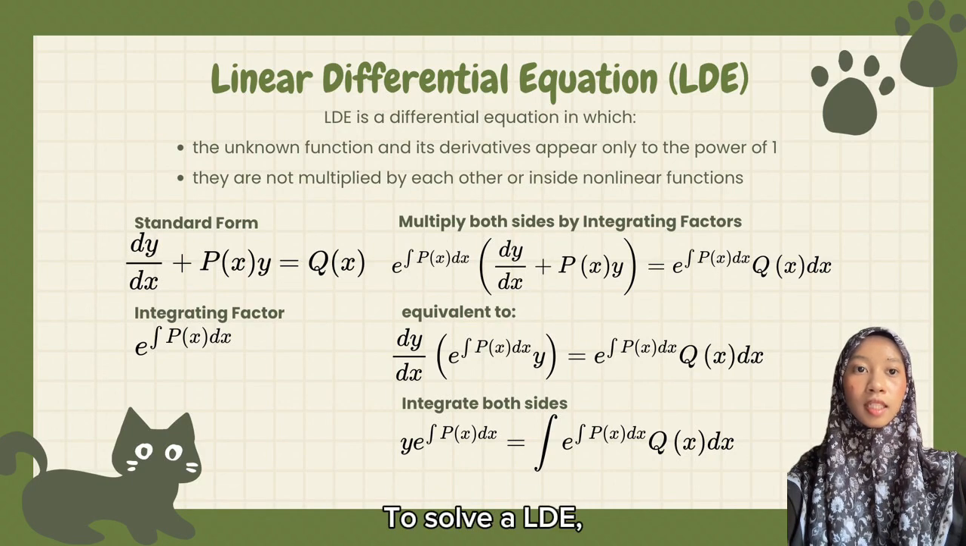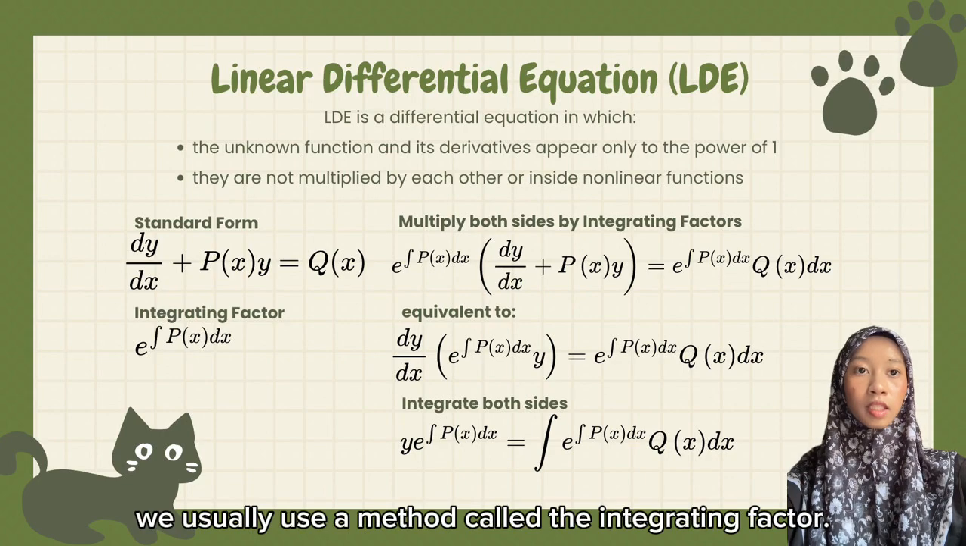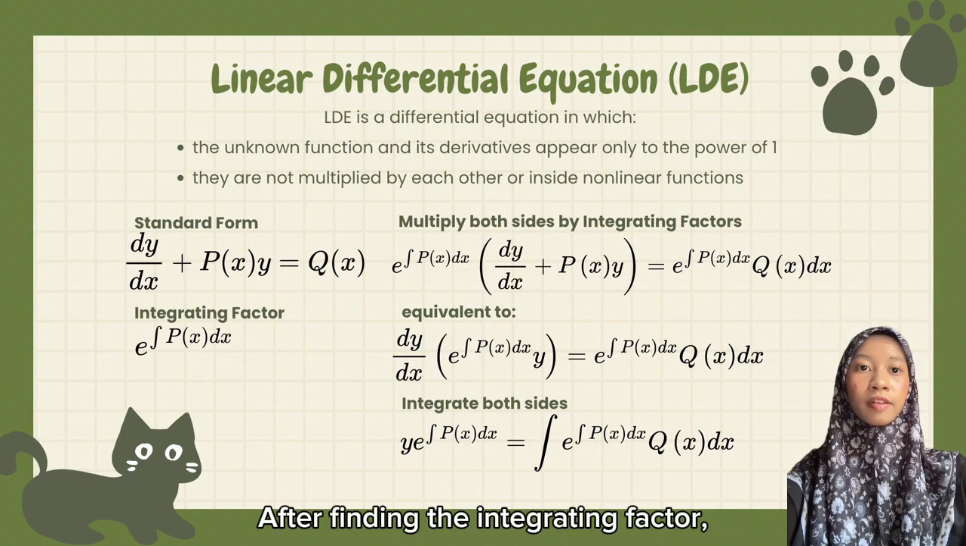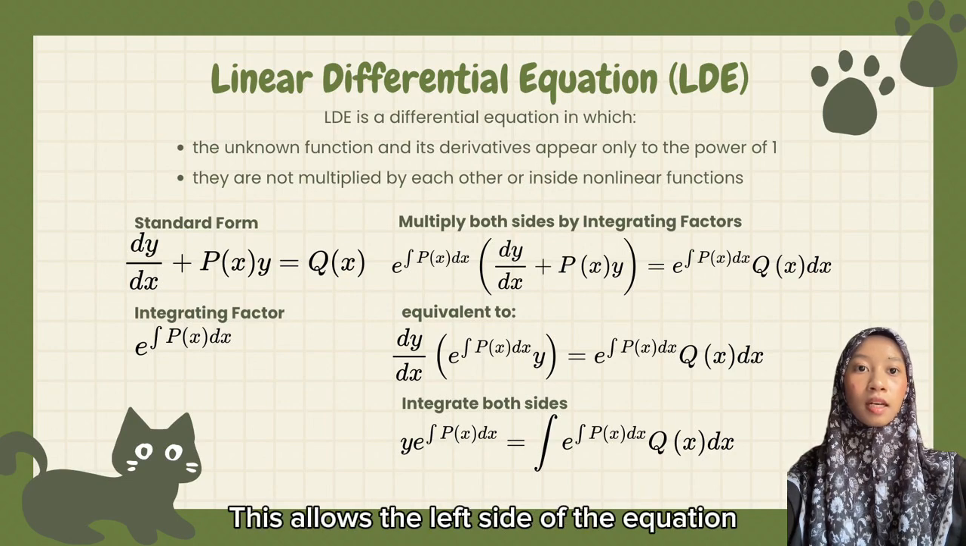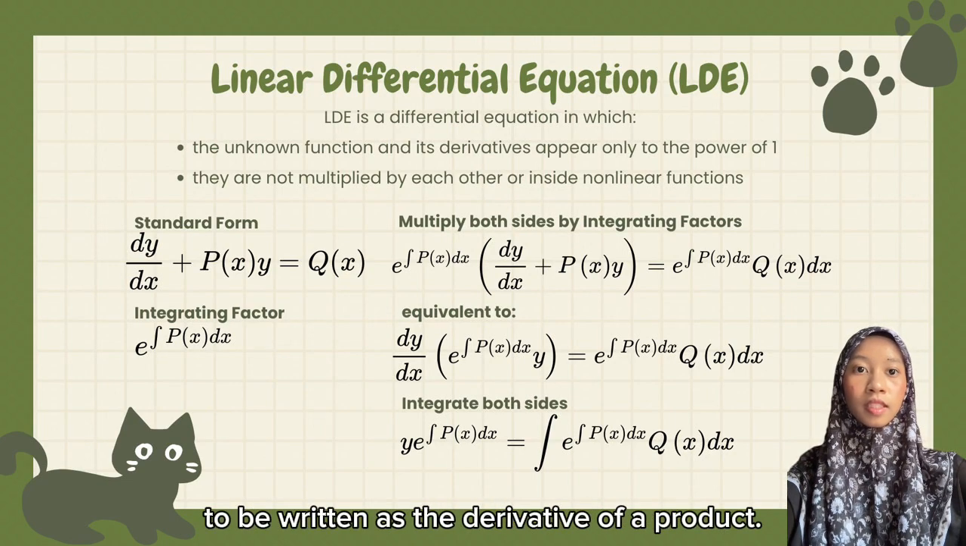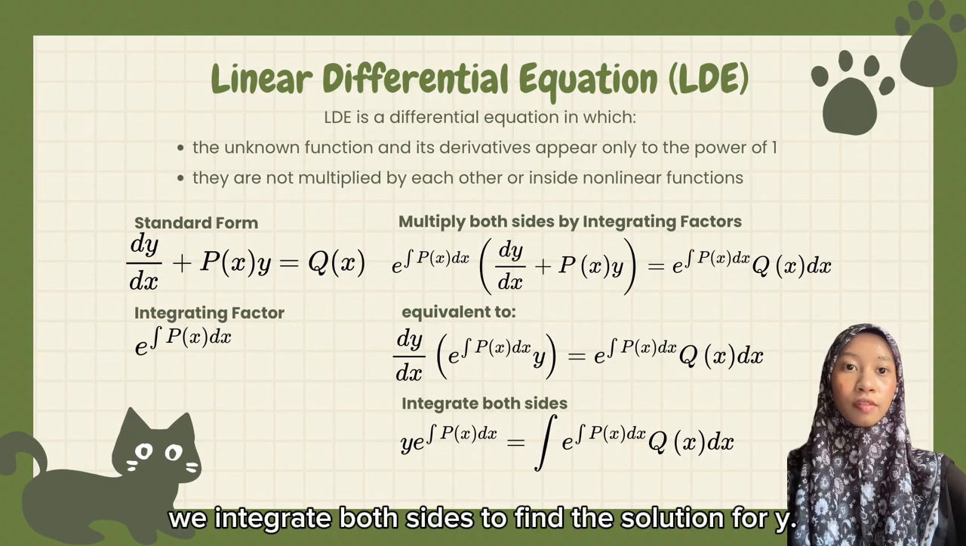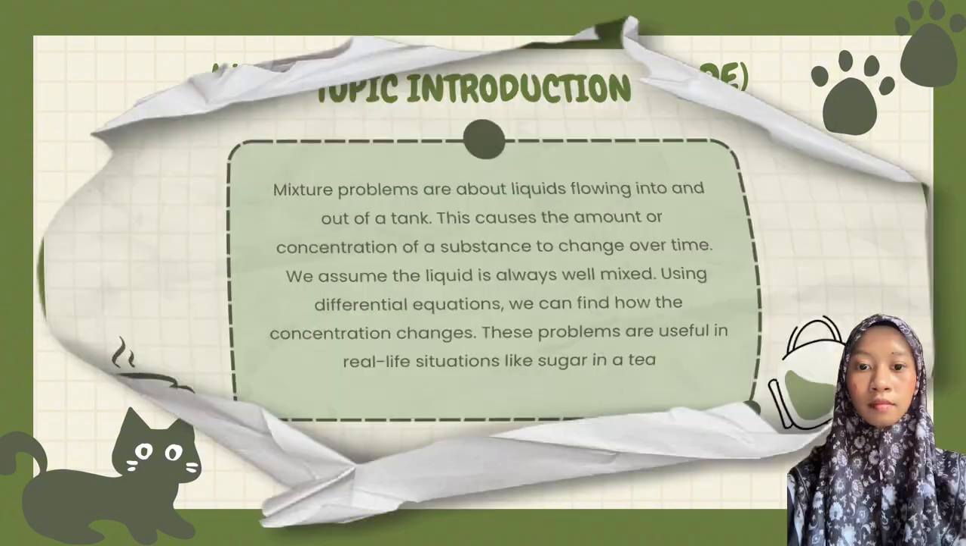To solve an LDE, we usually use a method called the integrating factor. The formula is e to the power of the integral of p(x) dx. After finding the integrating factor, we multiply the whole equation by it. This allows the left side of the equation to be written as the derivative of a product. Then we integrate both sides to find the solution for y.